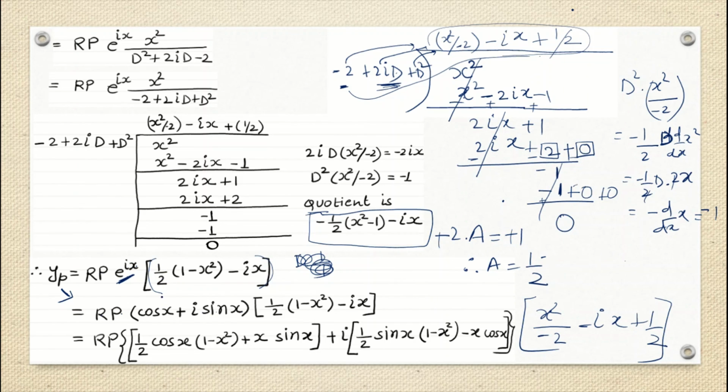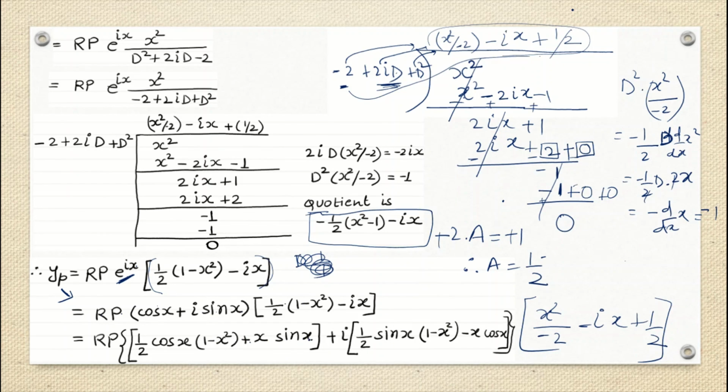Okay, so I got here e raised to ix is cos x plus i sin x, and this is nothing but 1 by 2, 1 minus x square minus ix. This is imaginary part and this is real part. Now again, real part of what? This we are just opening, right? This is nothing but 1 by 2 cos x, 1 minus x square plus x into sin x.